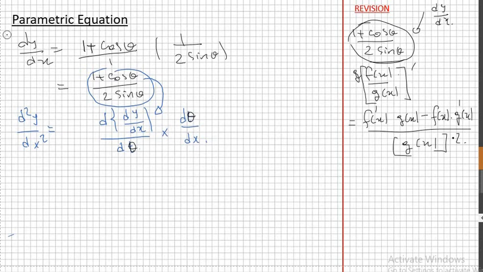So you need to apply this division rule to derive this function, because this function is made of two, I can call them sub-functions. So you have the first sub-function and the second sub-function.